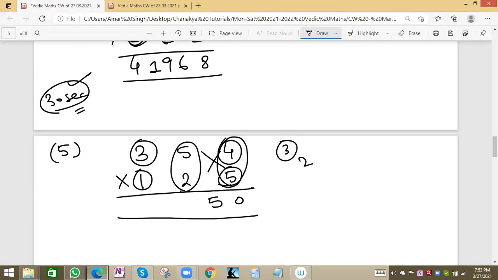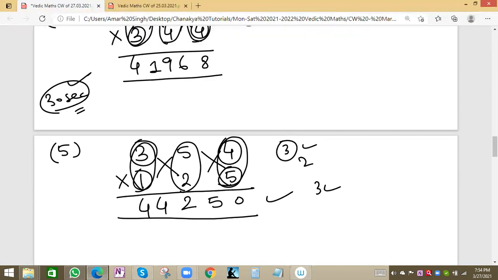19 and 10, 29, 29 and 3, 32, 2, carry 3, once again. So small cross this time. So 6, 5, 11, 11 and 3, 14, 4, carry 1, 3 1s are 3, and 1, 4. 44,250 is the right answer.